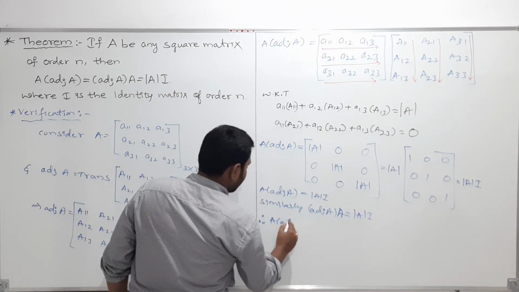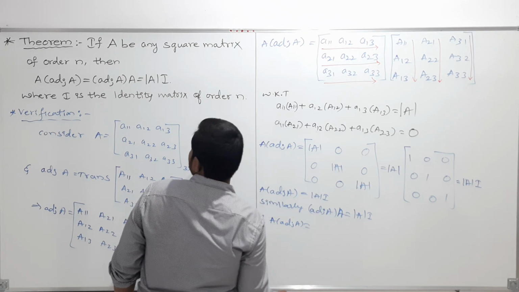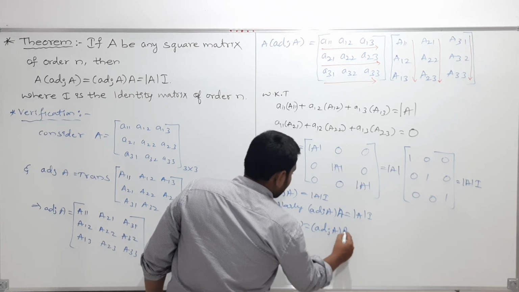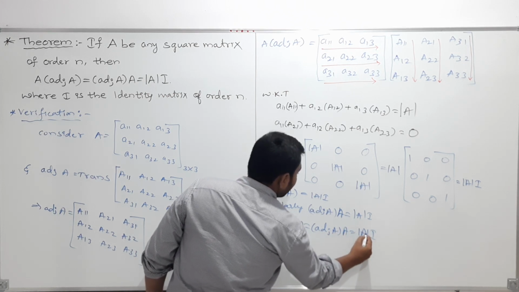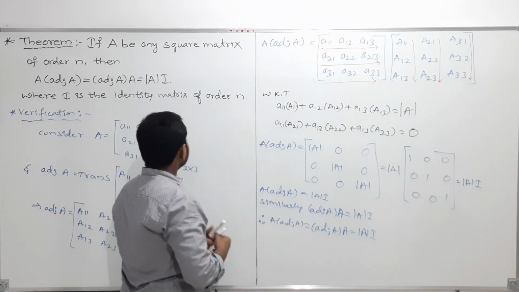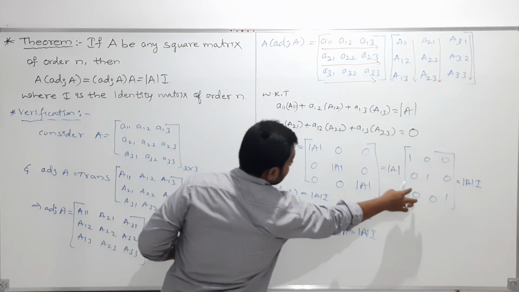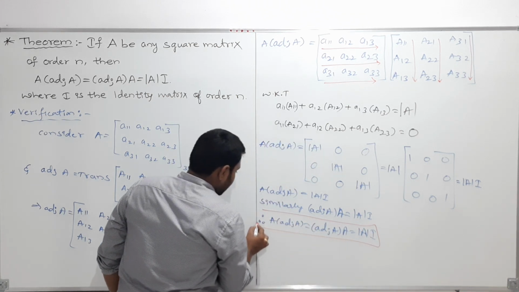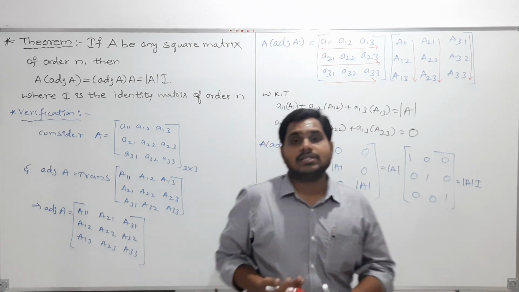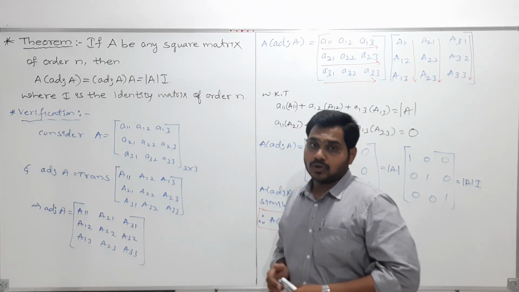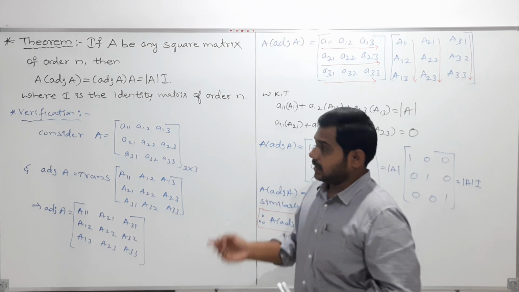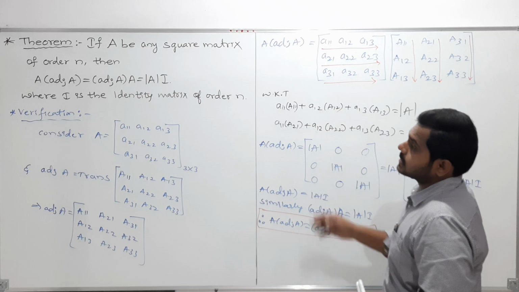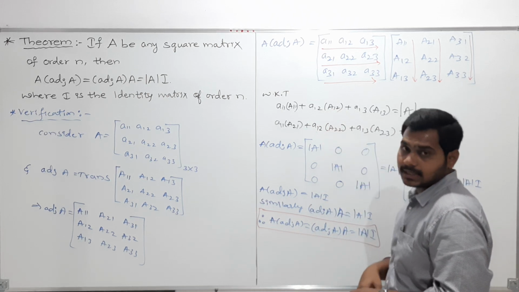So A into adjoint of A is equal to adjoint of A into A, which is equal to determinant of A into I. This is our required result, where I is nothing but the identity matrix. So this is our required result. Very important result. Based on this, I will solve some more questions, and while proving some theorems it is required. In CET also it is very useful to you. So please try to remember this result.